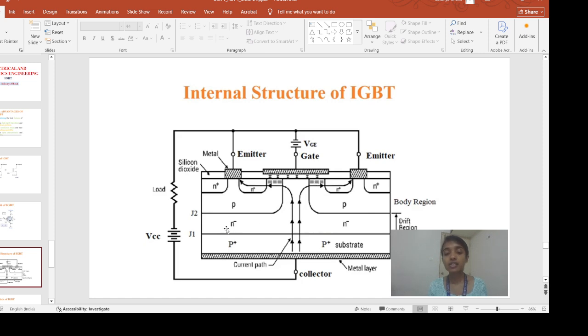Now in this N minus region, the N plus region can donate electrons, and the P plus region can donate free holes. That means it will create dual injection in this N minus region, due to which the loss we considered in this region, IC multiplied by RD, decreases. That is why the on-state conduction loss reduces in this kind of IGBT structure. And the more you increase the gate voltage, the channel resistance will decrease, because more electrons accumulate here. If the channel resistance decreases, the loss will also decrease. So this is the construction of the IGBT.